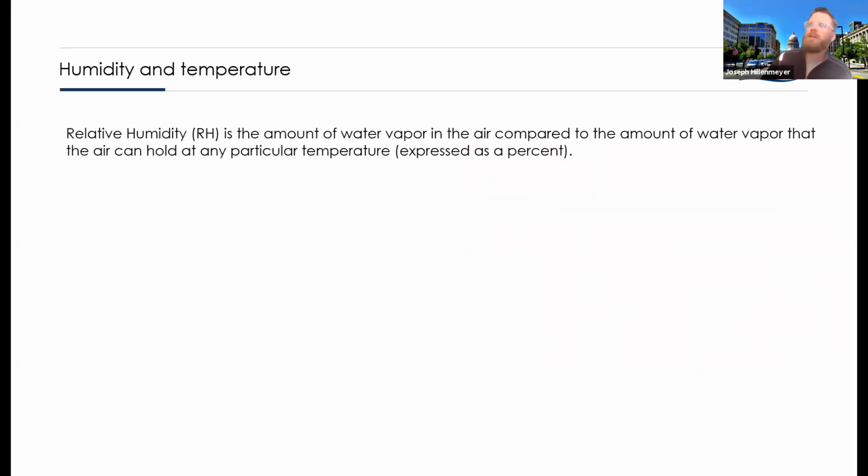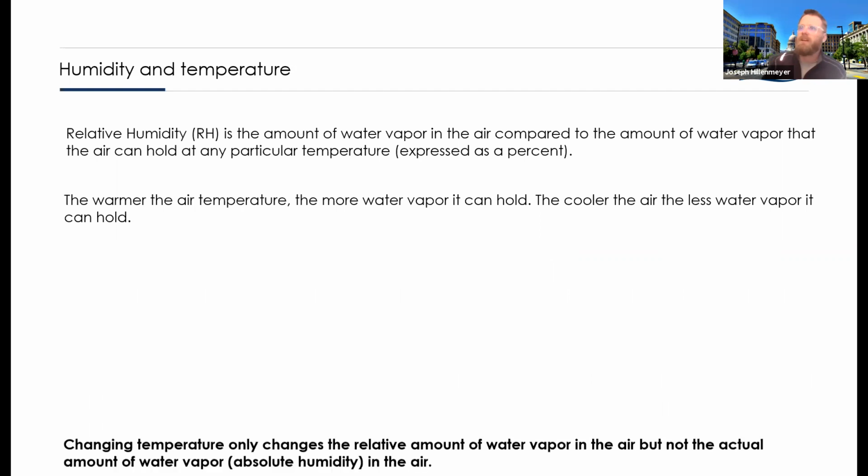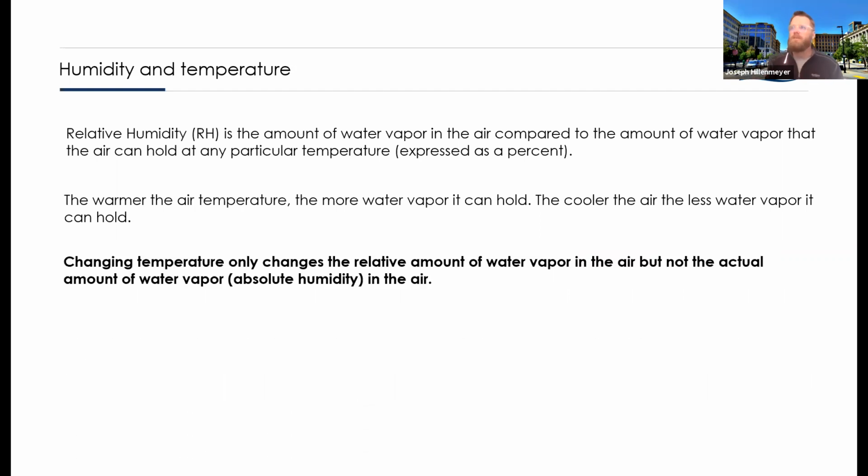So again, just a quick recap: relative humidity is the amount of water vapor in the air compared to the amount of water vapor that the air can hold. The warmer the air temperature, the more water vapor it can hold, and the cooler the air, the less water vapor it can hold. That's as we saw on the right side of that graphic. Changing temperature only changes the relative amount of water vapor in the air, but not the actual amount of water vapor. That's kind of the main takeaway from all of this.